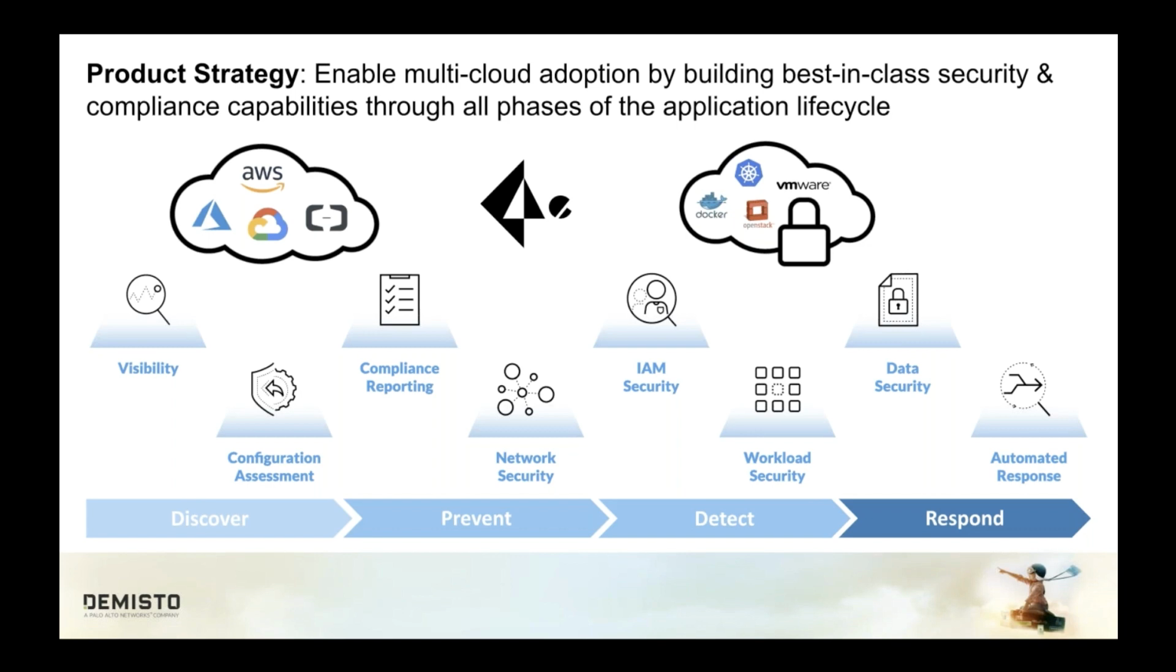And finally, on the automated response front, Prisma Cloud does simple CLI-based remediation, but I'm very, very excited to let you know that we now have a beautiful integration with Demisto, which really takes our automated response to the next level. Now I'm going to hand it off to Prasan.